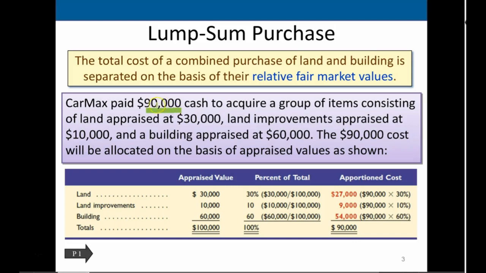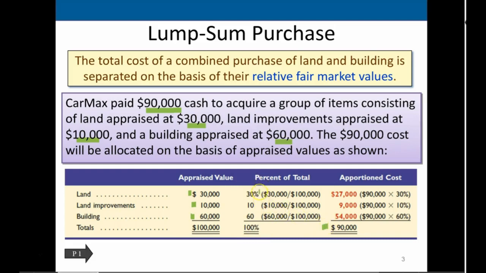So the problem is we bought it for a certain amount and we're trying to allocate between these items, being land and building, and we're trying to figure out how to do that. We're going to do that with an appraisal, which doesn't tie exactly out to the purchase price. So we're saying the land appraised for $30,000, land improvements for $10,000, and the building for $60,000. If we take a look at that, the 30 on the appraisal and the 10 and the 60 add up to 100. We only paid 90 for it.